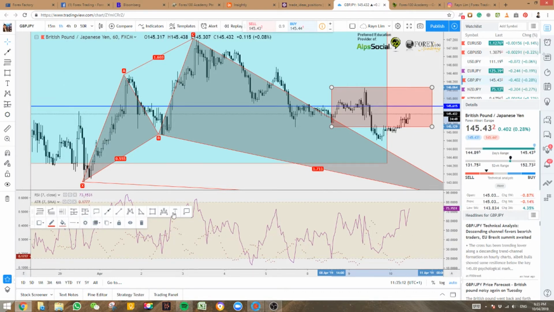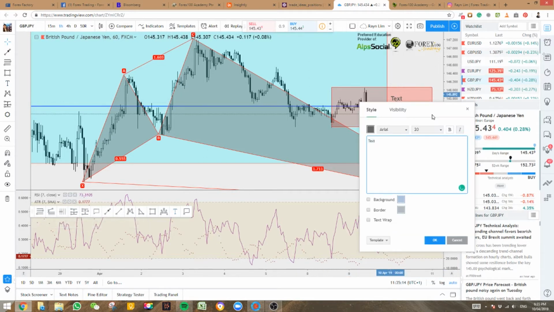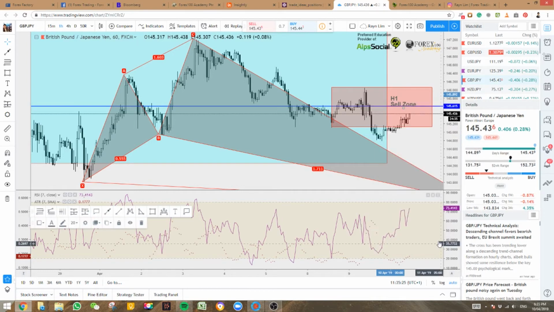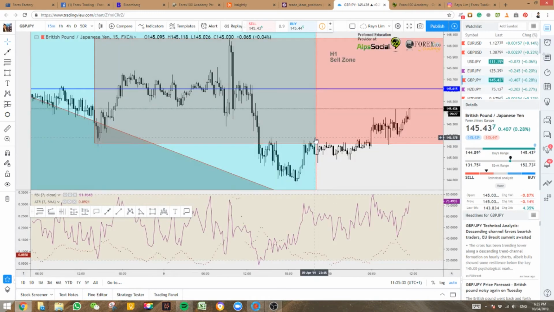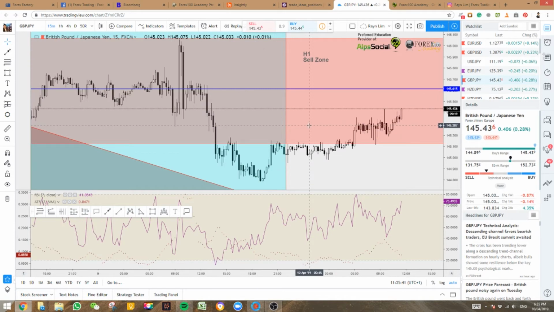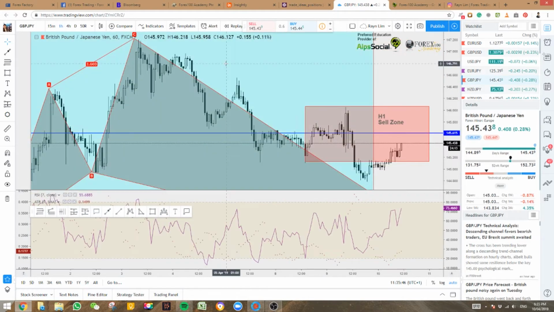Alright, so let me just label this as 1 hour sell zone. So within this sell zone, what can happen is I will wait for a support resistance area or even a harmonic pattern on a lower time frame. If I head down to the 15-minute chart, I would blindly tell you that there's no harmonic pattern setting up on the 15-minute chart. So when there's nothing, just head down to the next currency pair, that's fine.